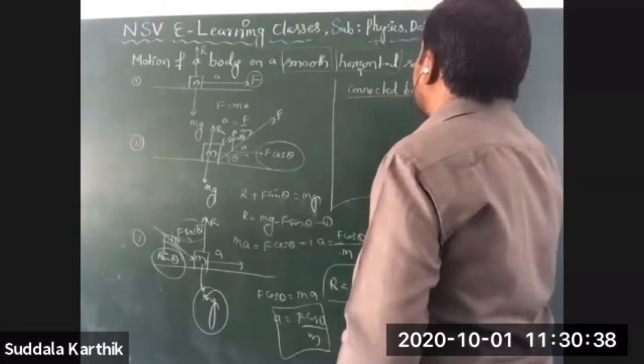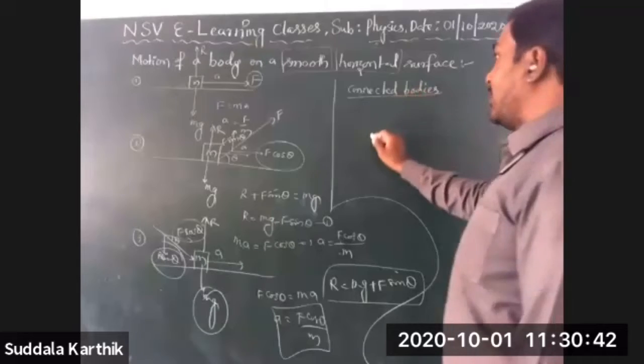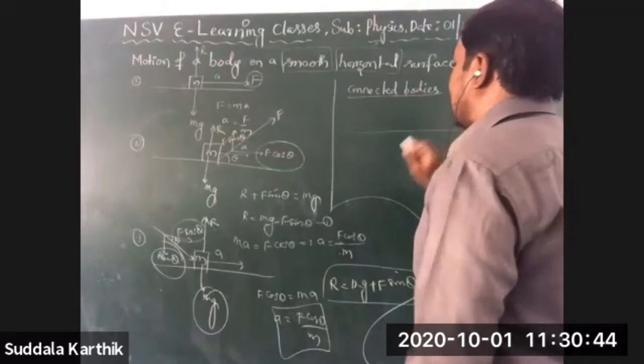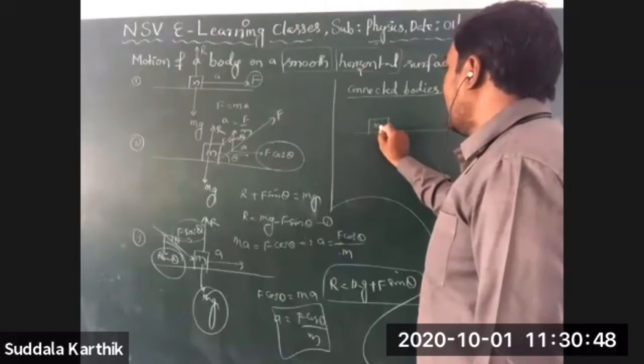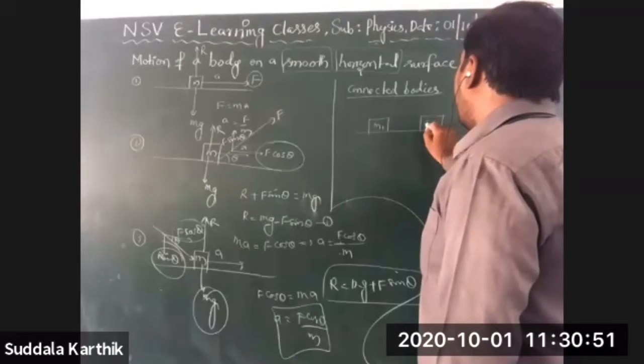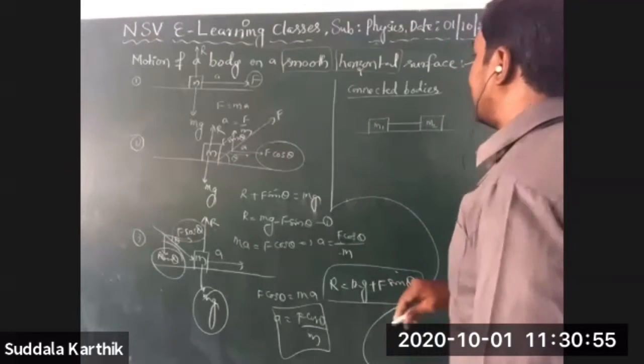We are discussing connected bodies. This is the horizontal surface, and on this horizontal surface, this is mass m1 and this is mass m2. These two are connected by one string.